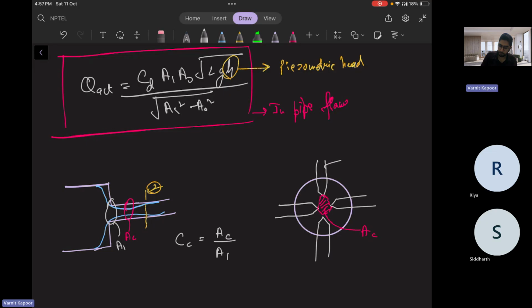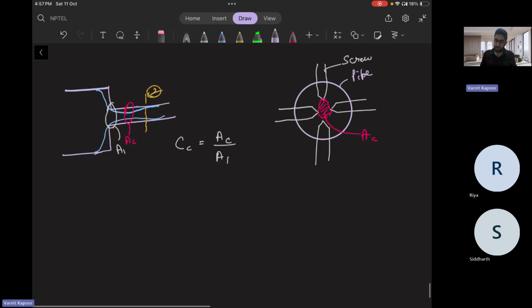These are your screw inside, and this is your pipe. Okay. And it is your measuring device, basically.